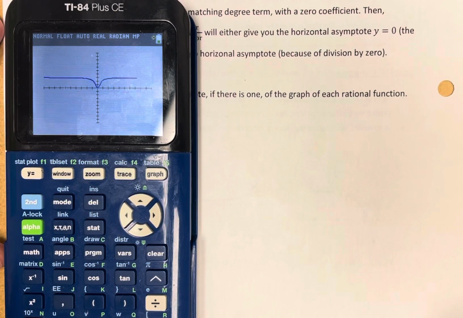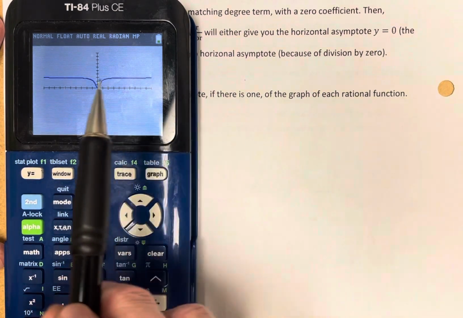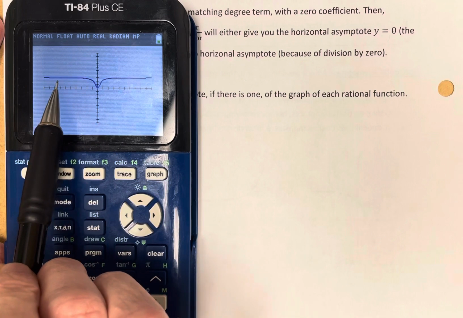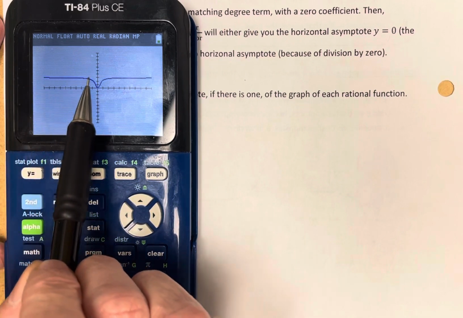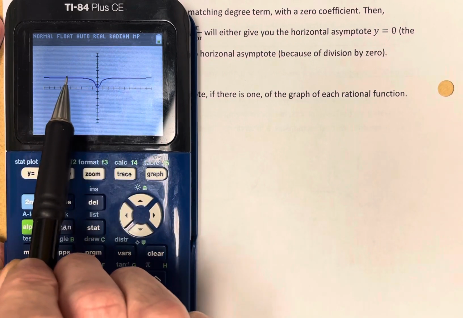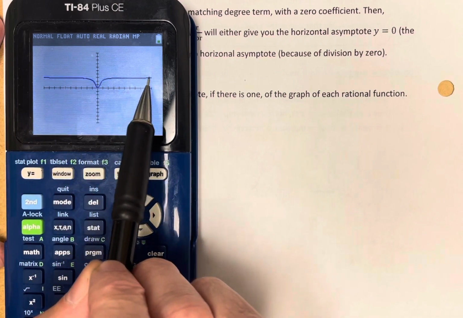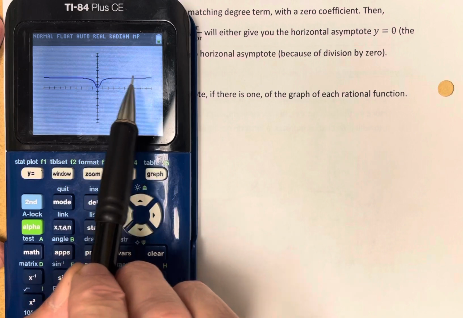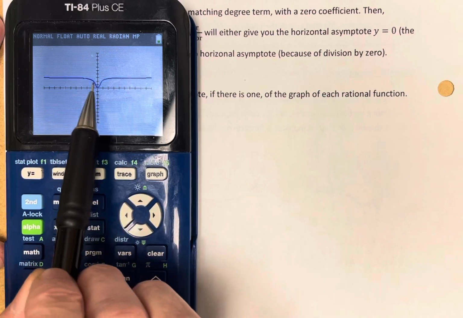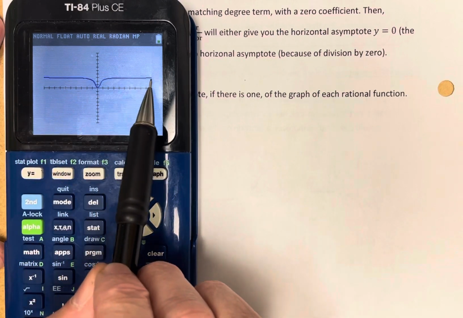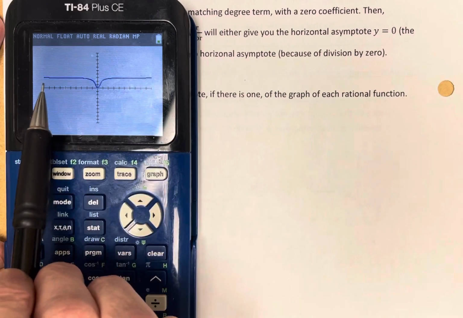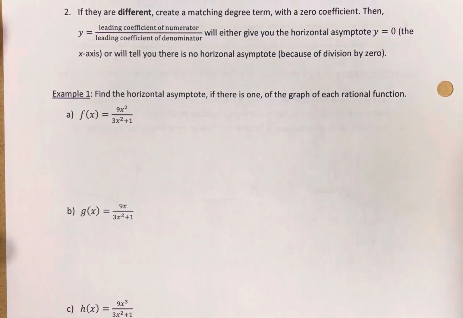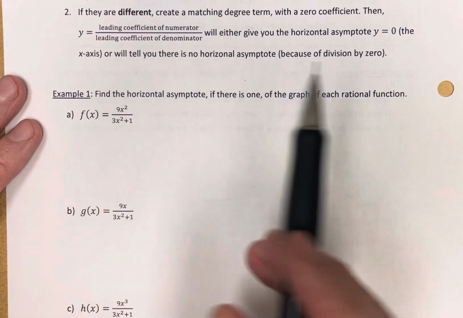Okay, so we can see that this graph is being shaped by a horizontal line across here. It looks like a bird actually, but there's a horizontal line coming across from left to right that is shaping what these ends are doing as they go to positive infinity and negative infinity. Okay, let's take a look at what happens here.